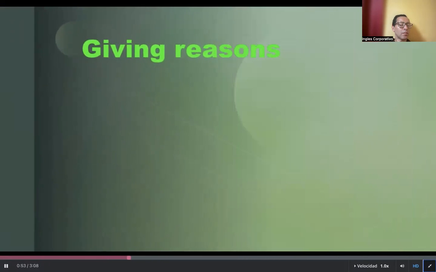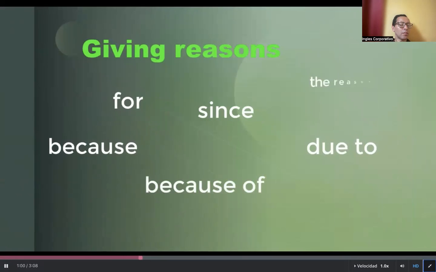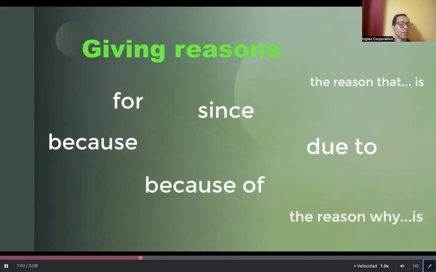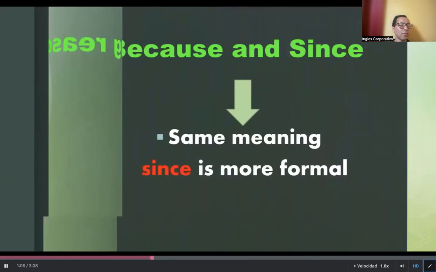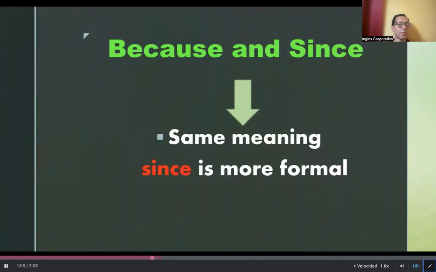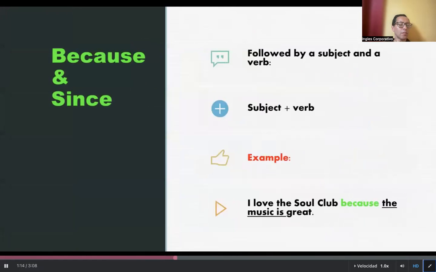To give reasons, we may use because, since, because of, for, due to, the reason that, the reason why, is. Let's begin with because and since. They mean the same, although since is more formal. Because and since are followed by a subject and a verb. Subject plus verb. I love the Soul Club because the music is great.